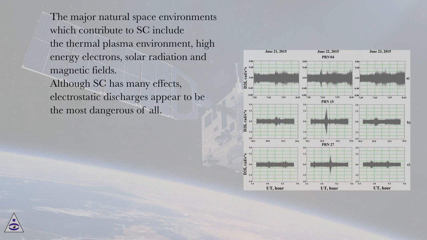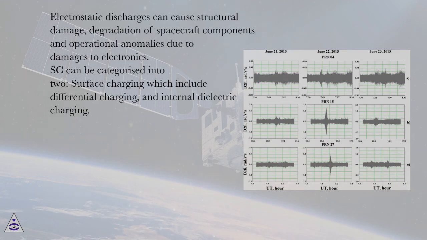The major natural space environments which contribute to SC include the thermal plasma environment, high-energy electrons, solar radiation and magnetic fields. Although SC has many effects, electrostatic discharges appear to be the most dangerous of all. Electrostatic discharges can cause structural damage, degradation of spacecraft components and operational anomalies due to damages to electronics.